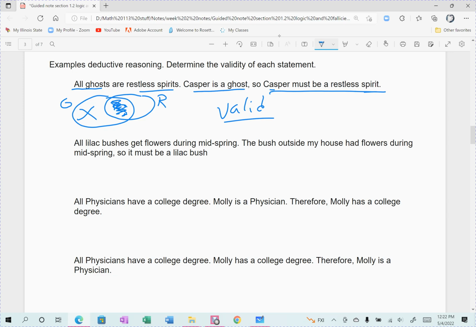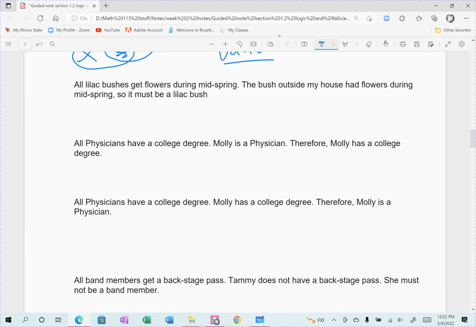All right, next example. All lilac bushes get flowers during mid-spring. The bush outside my house got flowers during mid-spring. Therefore, it must be a lilac bush. So we've got bushes that flower in the spring, and lilac bushes get their flowers in the spring. I'm going to do lilacs.